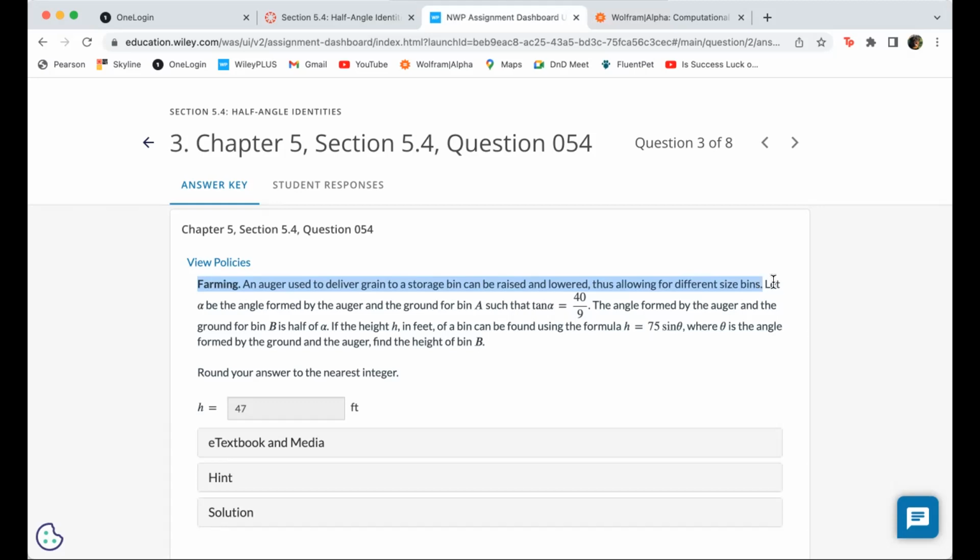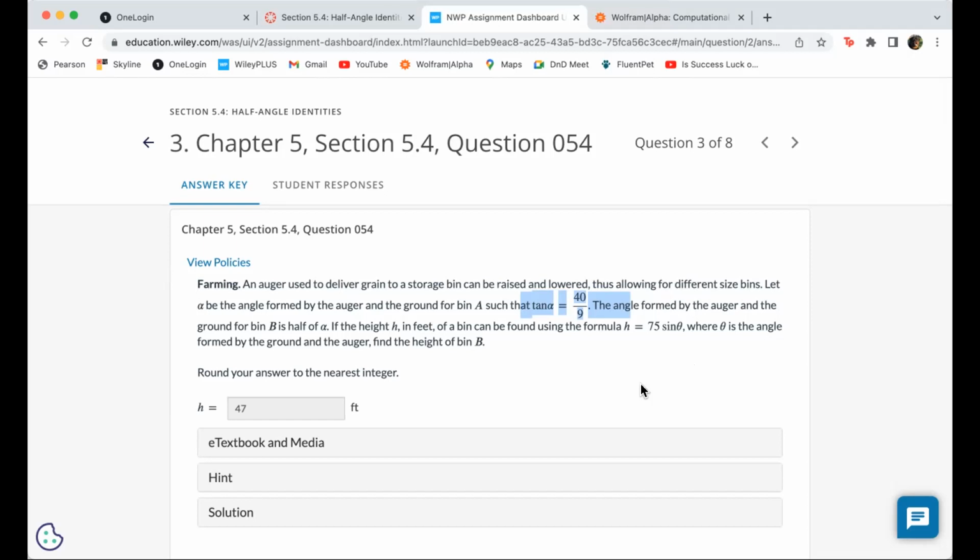I don't know if we're trying to make trig relative to farming. But alpha is the angle formed by the auger in the ground for bin A such that now we get to a trig thing. Tangent of alpha is 40/9. Now I start to care. So 5, 4, 3. Tangent of alpha is 40/9. The angle formed by the auger and the ground for bin B is half of alpha.